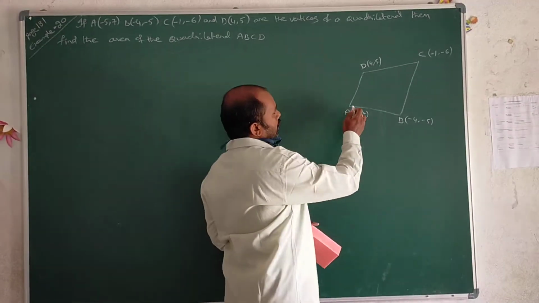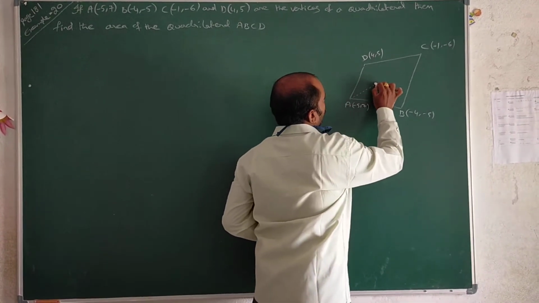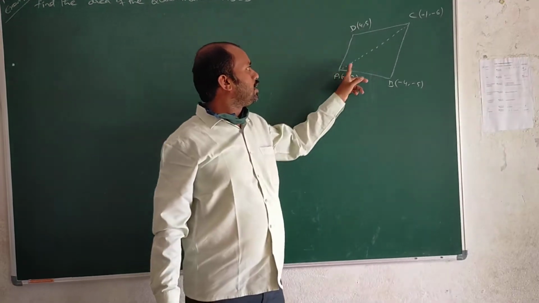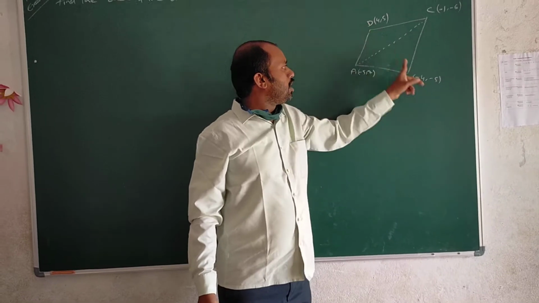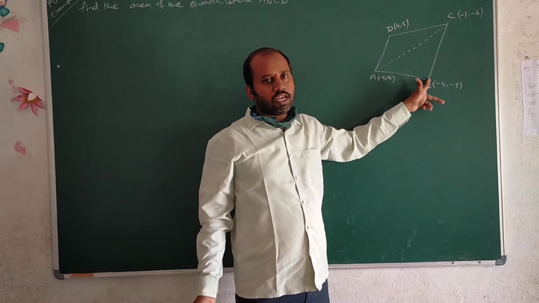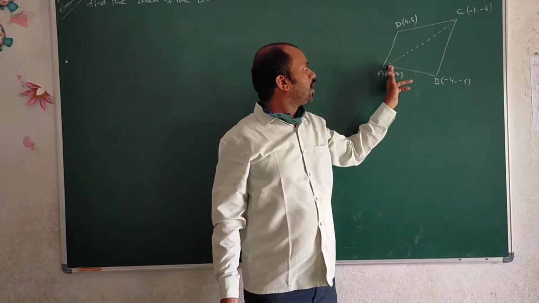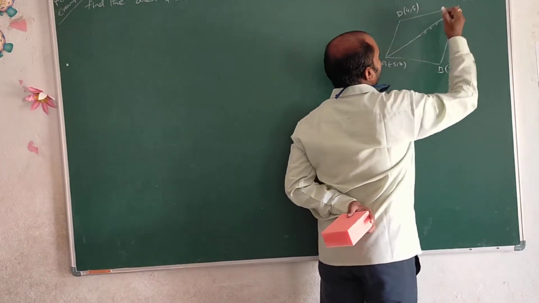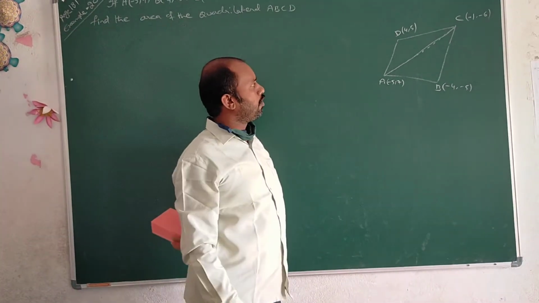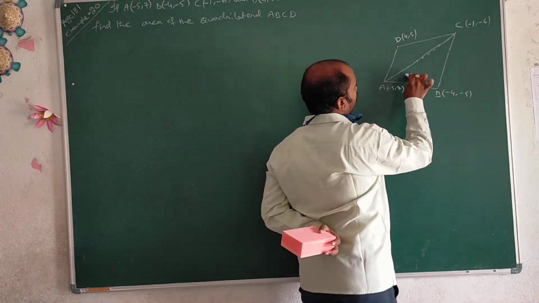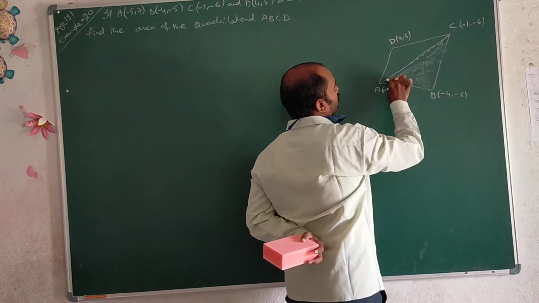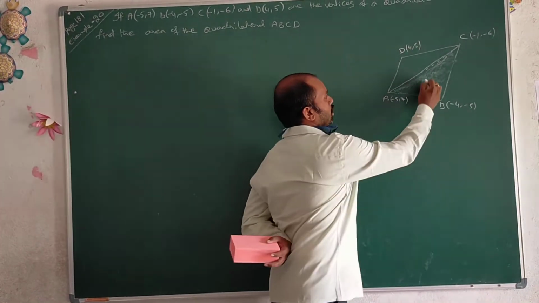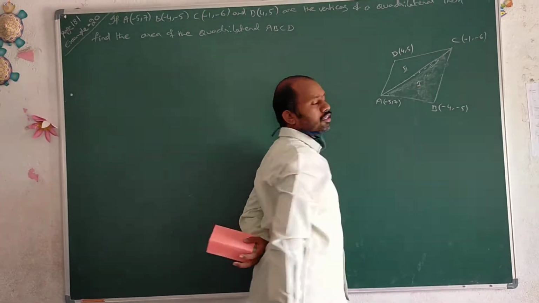So first this quadrilateral is divided into 2 triangles on the basis of a diagonal. Here AC is the diagonal, or BD is also a diagonal. Anyone you can take, AC or BD. Now take AC as the diagonal. So join AC. Here 2 triangles are formed. First triangle name is ABC, second triangle name is ACD.